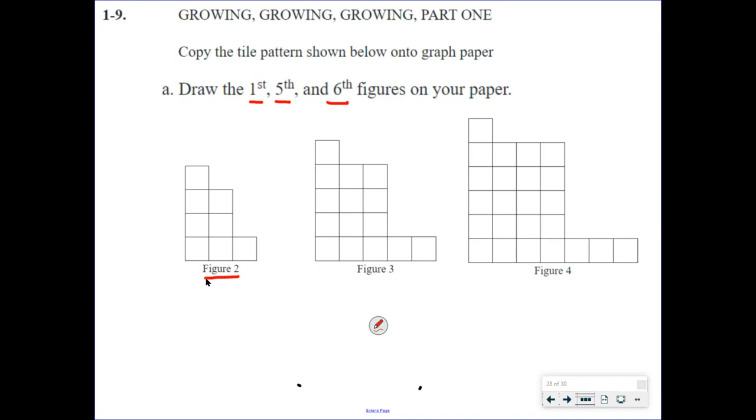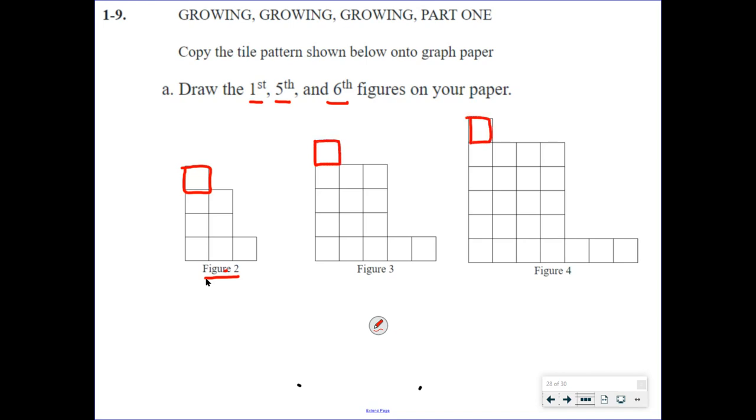Now, there's a lot of ways you could break down this shape. I'm going to try to break it down in the way I see easiest to understand it. And here's what I noticed. See if you follow along with me. In all 3 of these figures, figure 2, 3, and 4, I noticed that there is one lonely square at the top. Now, some of you chose to separate it that way.